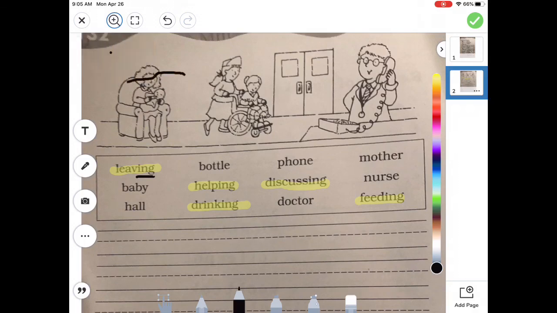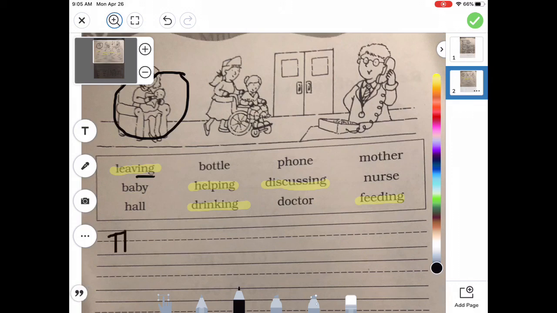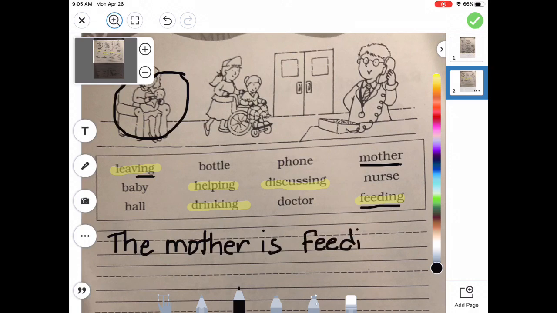So first, over here, what's going on here? The mother, very good. The mother, what is she doing? Is feeding, good job, the baby. Good job. All right, let's try one more. What's the baby doing?